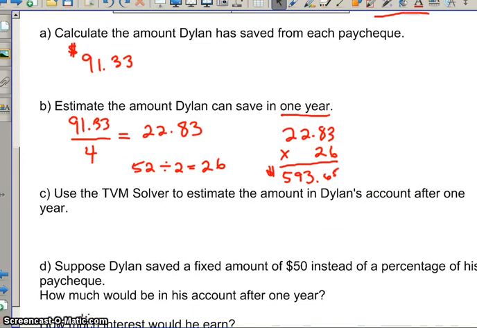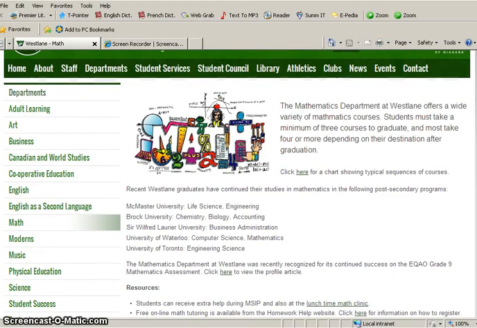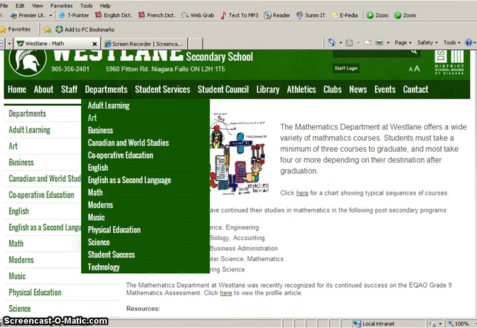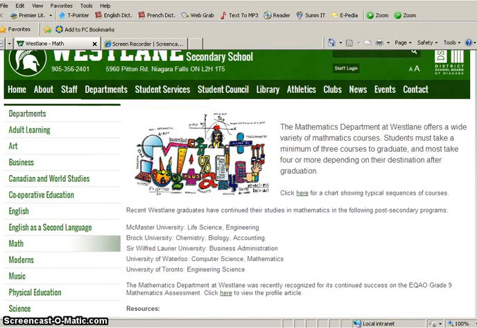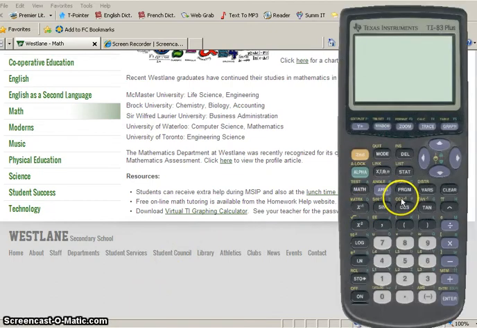Well, the nice part is that with today's technology, we have something called the TVM solver that's available on the graphing calculator. The graphing calculator can just be downloaded from the Wesleyan website. If you go to the Math Department webpage and then scroll to the bottom, you'll see there's a virtual TI-83 calculator. And you can get the password from your teacher. You download that and you get something that looks like this.